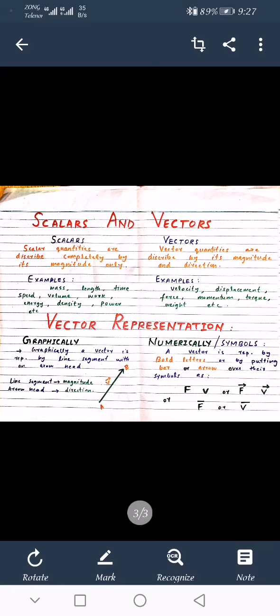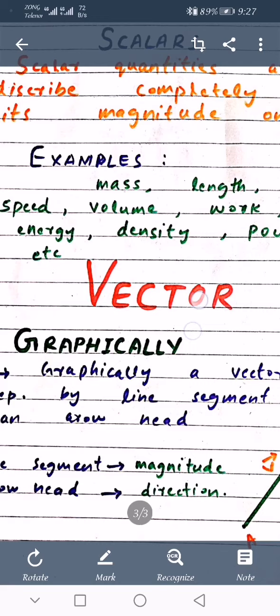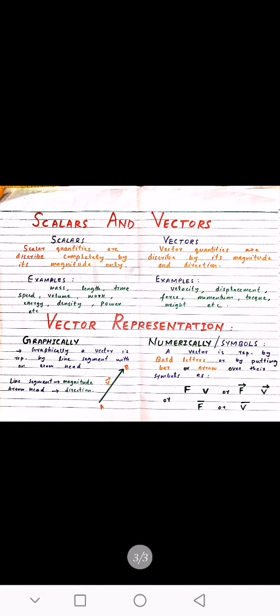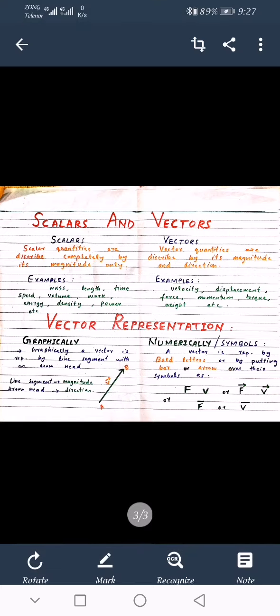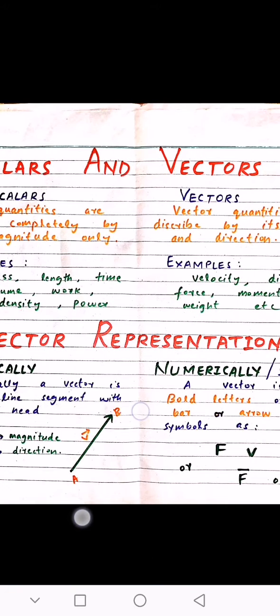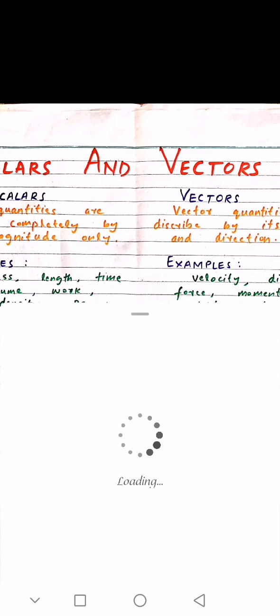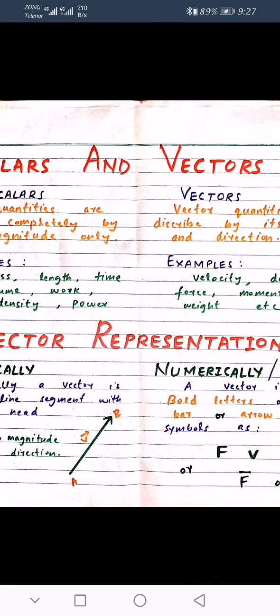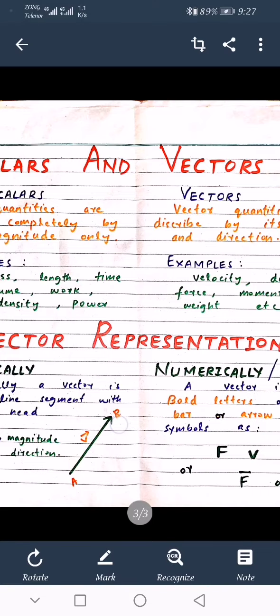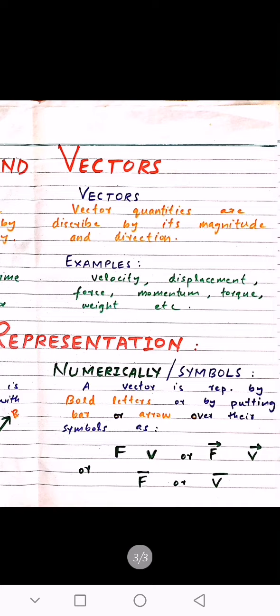So next, vector representation. A vector can be represented in two ways: graphically or symbolically. Graphically, a vector is described by a line segment with an arrowhead, where the length of the line represents the magnitude of the vector and the arrowhead gives its direction. In this example here, AB is the magnitude of this velocity, and the arrowhead represents the direction of the velocity.